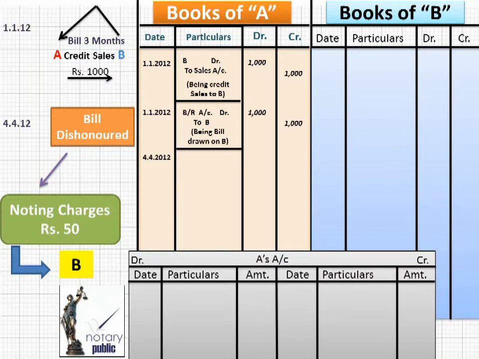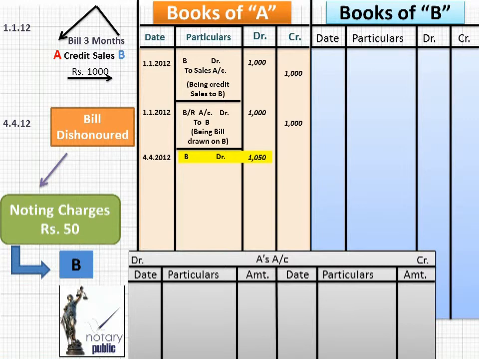So what will be the journal entry on 4th April 2012? First of all, B debit 1,050. If you are going to debit B, it means you have to receive money from B. It means you are going to make him debtor by ₹1,050. It means your books are telling that you have to receive 1,050 from B. Why 1,050? 1,000 for the bill and 50 for the noting charges.